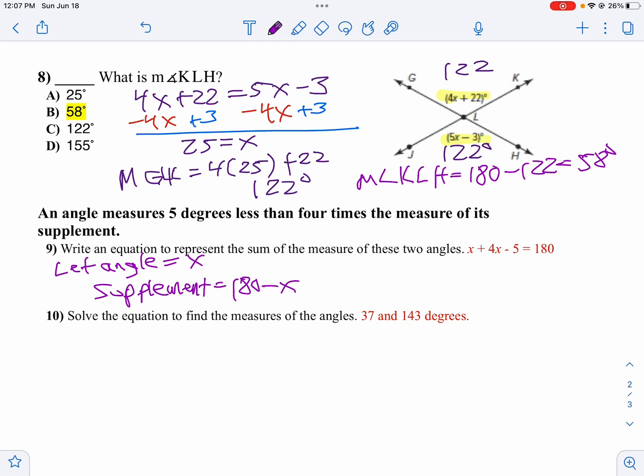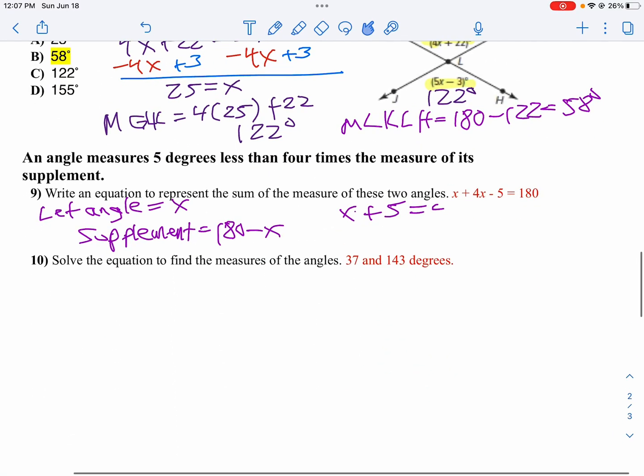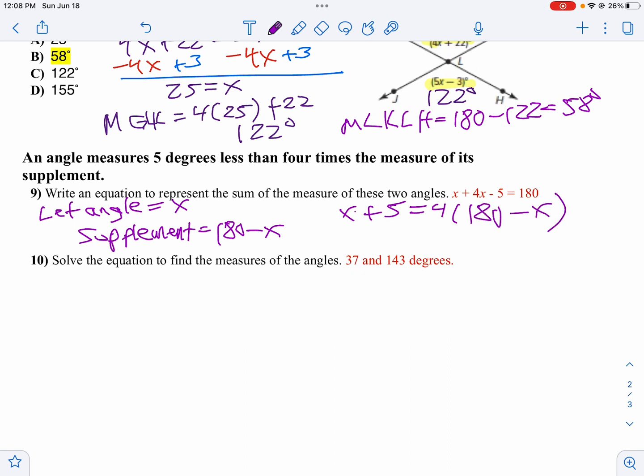So what I'm going to do is say my angle is x. It's 5 degrees less than, so to make them the same, I'm going to add 5. Equals 4 times the supplement. This is a different way of doing it than the textbook solutions. That's where this comes from, is from your textbook.